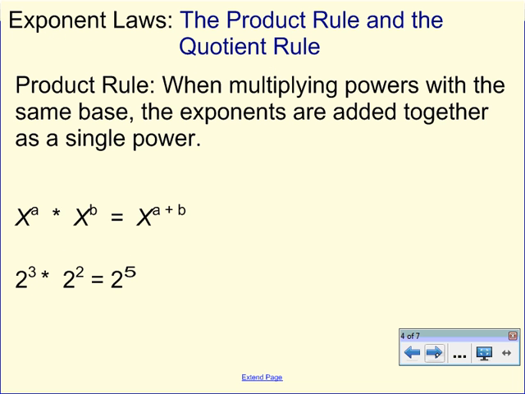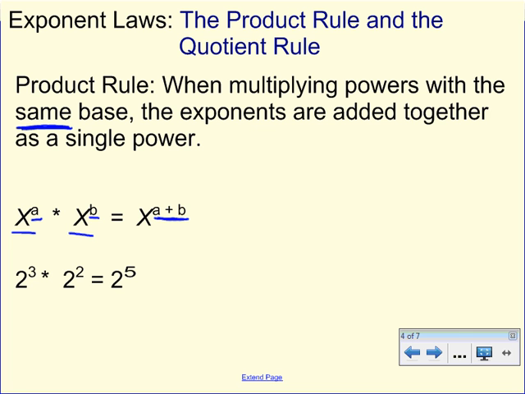Now, there are 2 laws for exponents, the product rule and the quotient rule. The product rule is when I multiply powers with the same base, and that's very, very important. They have to have the same base. The exponents are then added together as a single power. So here, as a general rule, I have x to the power of a. A can be any number. And I multiply that by x to the power of b. Same base, so I can just add those exponents together, a plus b.